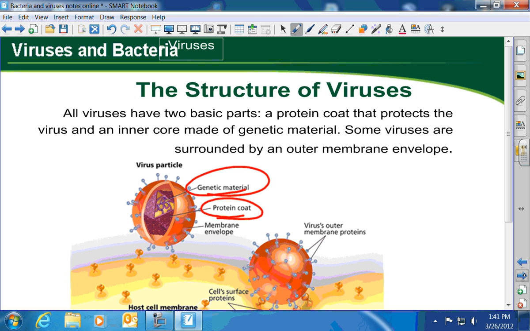All structures of viruses contain the same basic parts. They contain a genetic material, either RNA or DNA, and a protein coat. They have to contain those. It doesn't matter what shape they are, they still have genetic material and they have protein coats.